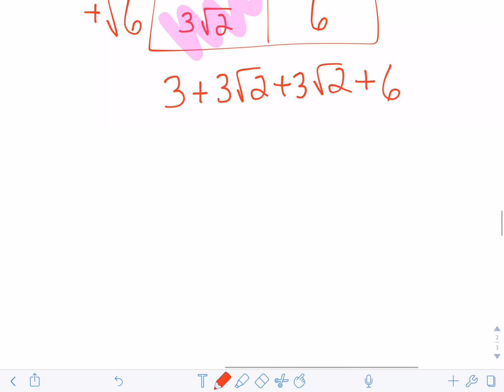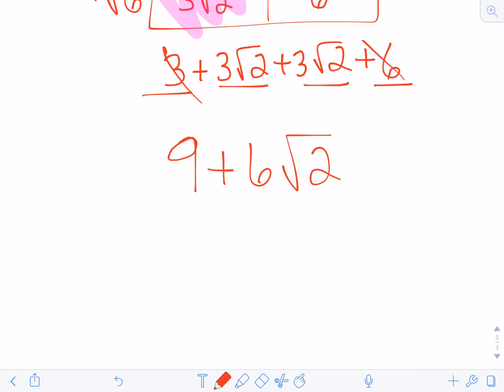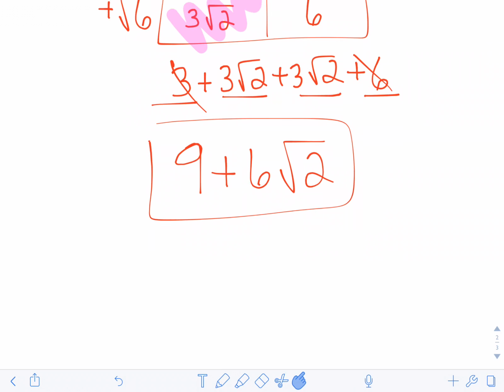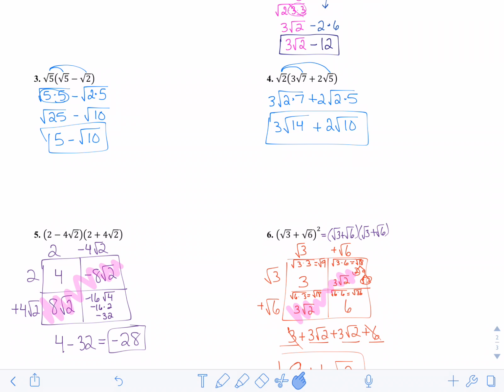And there's actually two things we can combine. We can combine the 3 and the 6 to get 9. So those are gone. And then you have 3 square roots of 2, 3 square roots of 2, so you have a total of 6 square roots of 2. And that's your final answer. And yeah, that's it for the second part of your 10-3 notes.